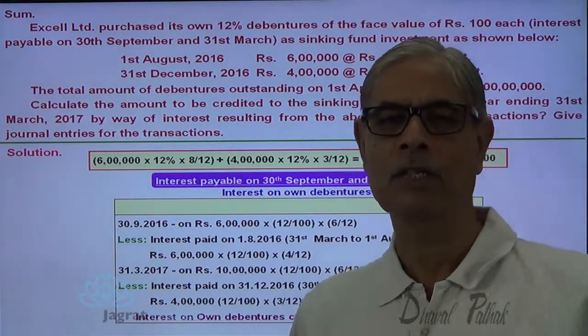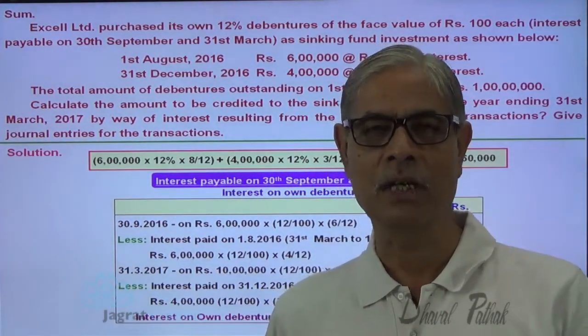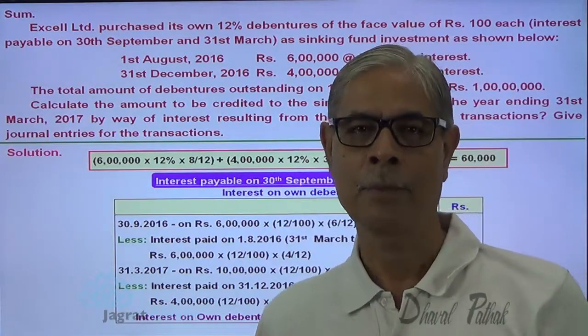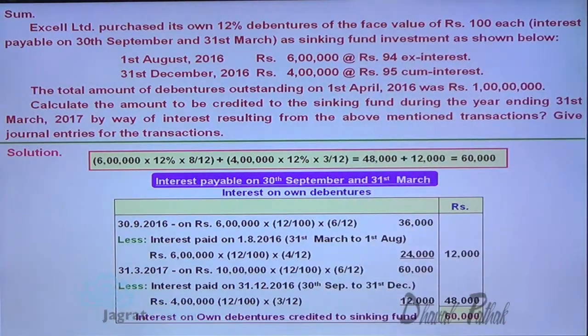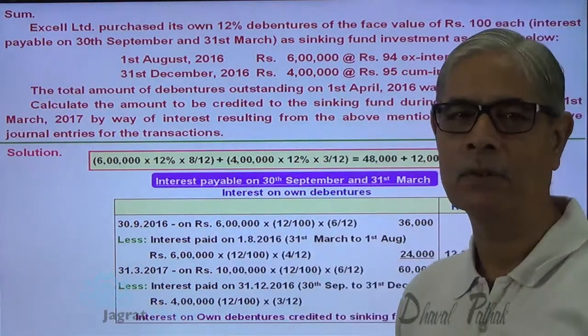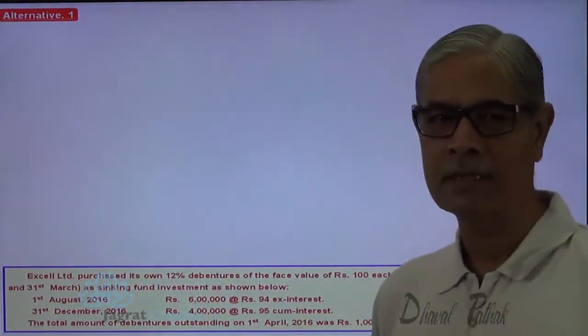Now I want to record the journal entry for this transaction. I am going to record the journal entry for these two transactions with two different alternatives. Just observe. Now next question, give journal entries for the transaction. Now first option. This is the details of the sum.